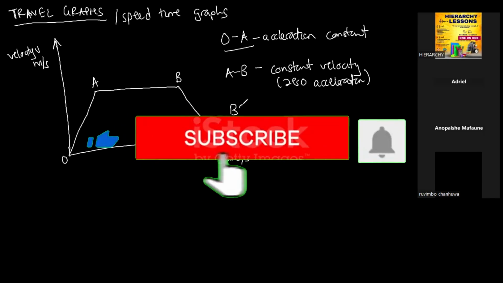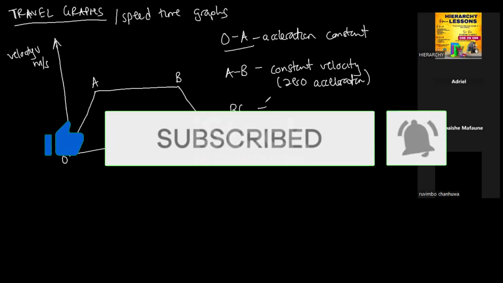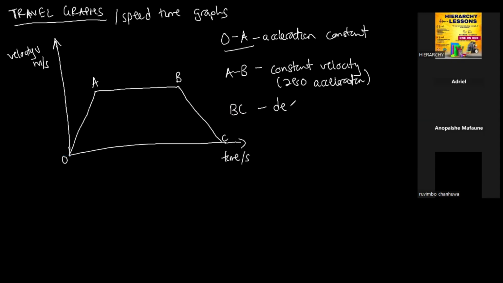And then for B to C, that's when the car is going to rest. So this is called deceleration, or retardation. You can call this deceleration or retardation of a body or a car, right? So, what's the formula for finding acceleration at O to A? What's the formula for finding acceleration? Adriel?